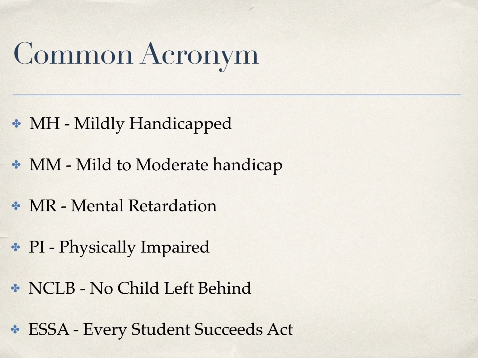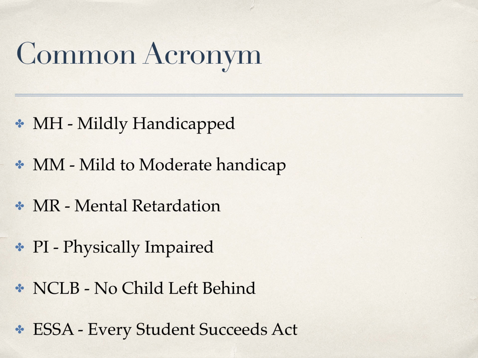Common acronyms: H, mildly handicapped; MM, mild to moderate handicap; MR, mental retardation; PI, physically impaired. These are old school terms that are no longer used by educators today, yet they're still in state and federal paperwork, so it's important to know these things.